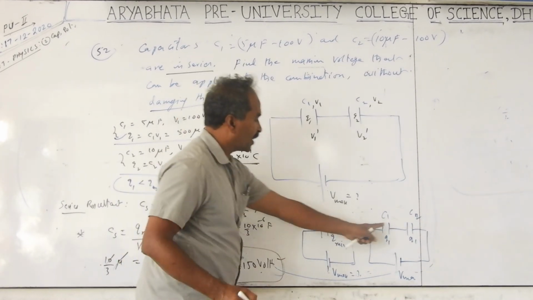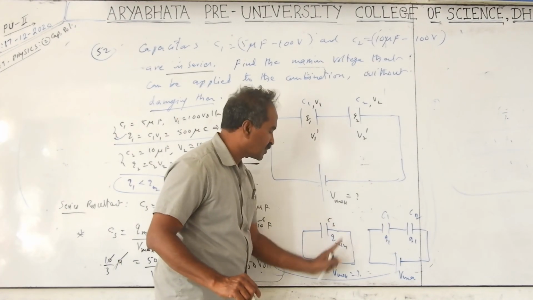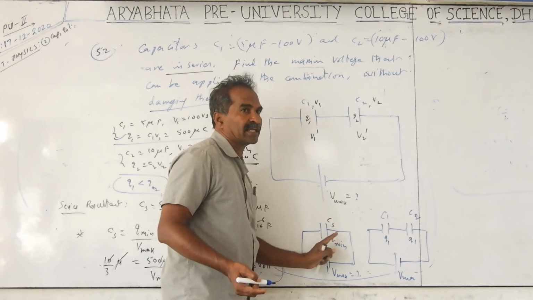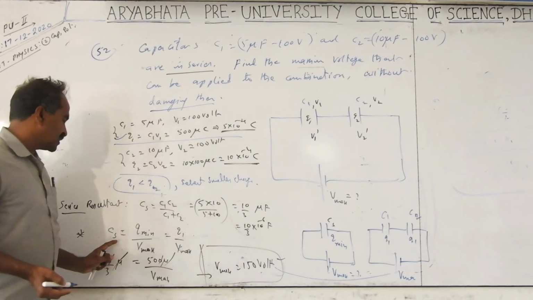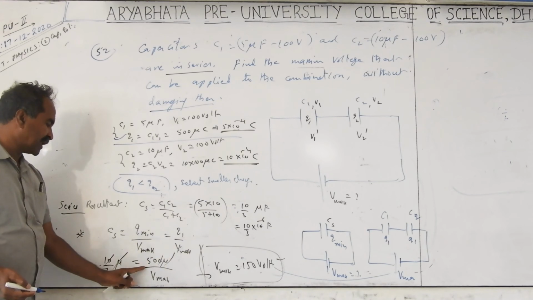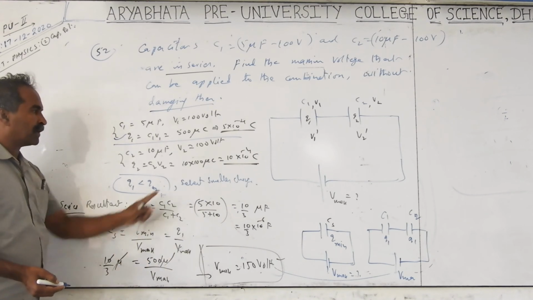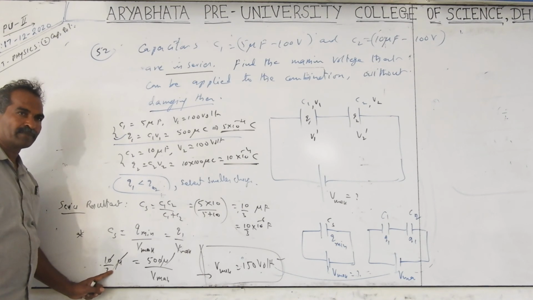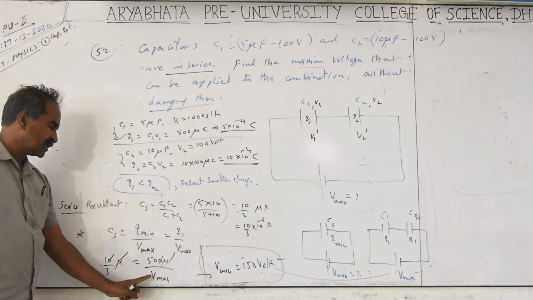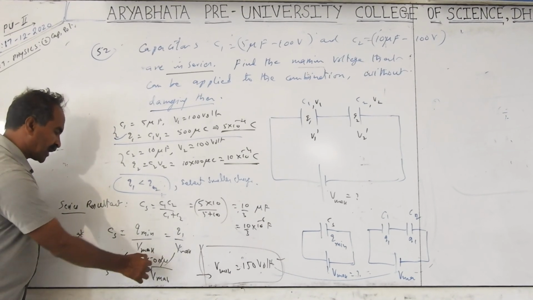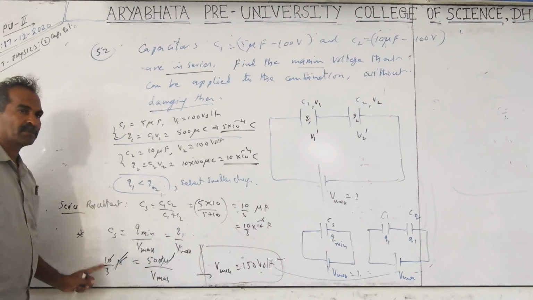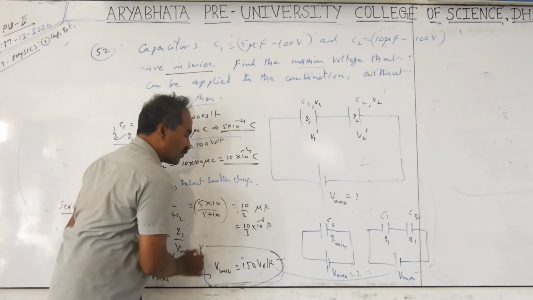For the series combination, C equal to Q by V. C series equals Q minimum by the voltage you are applying. You have to calculate how much voltage it can withstand without damaging. So C series equals Q minimum by V maximum, where Q minimum is Q1. C series is 10 by 3 microfarads, meaning 10 to the power of minus 6 you can put. Here is 500 microcoulombs, 500 times 10 to the power of minus 6, by V maximum. The zero cancels, micro cancels. Left out is 50 into 3, 150. Cross multiplication, V maximum becomes equal to 150 volts.